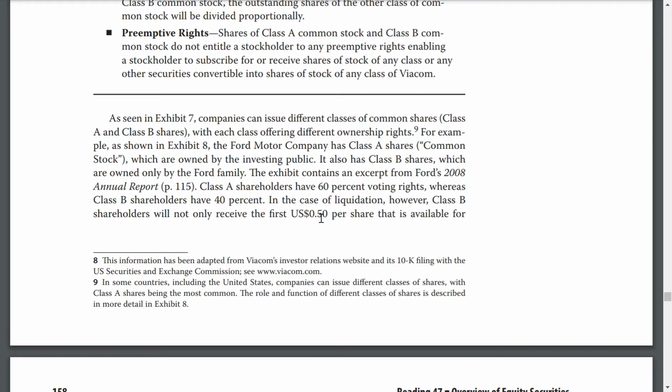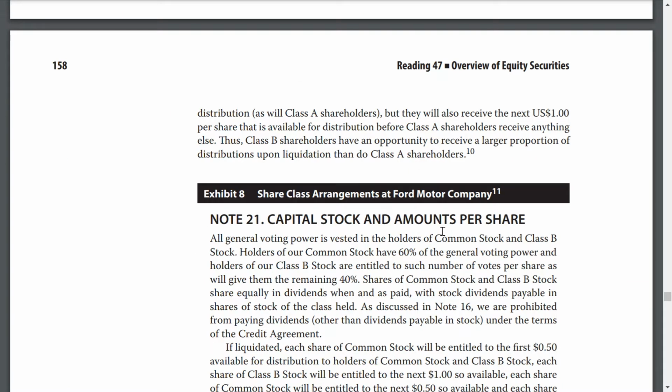In the case of liquidation, Class B shareholders will first receive $0.50 per share available for distribution, and then Class A shareholders receive $1 per share available for distribution before Class B receives anything else. Thus, Class B shareholders have an opportunity to receive a larger proportion of distribution upon liquidation than Class A shareholders. So, different classes of stock.